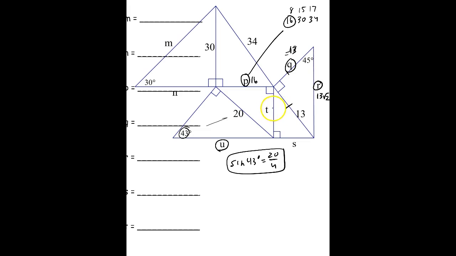T, we can use another multiple here. This is going to be a 3, 4, 5 multiple. So T is going to be 12. And the way to see that is 3, 4, 5, if I multiply that by 4, 3 times 4 is 12, 4 times 4 is 16, 5 times 4 is 20. So 12, 16, 20 is a Pythagorean triple.